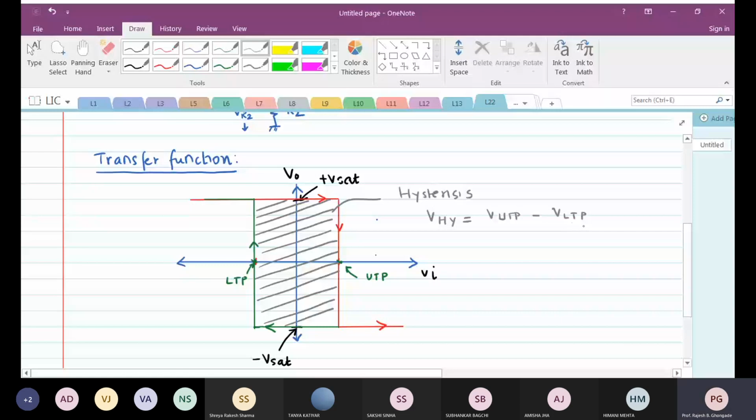So yesterday we solved a problem wherein what was the VLTP and VUTP? Sir, plus 2 and minus 2 volts. Yes. So in that case, the hysteresis voltage would be what? How much? 4 volts. Okay. So this is how the hysteresis is defined.